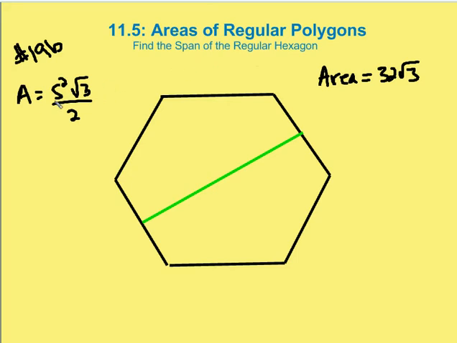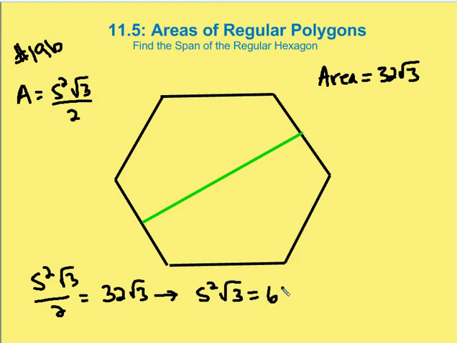And that's what we're asked to do by taking this equation, s squared root 3 over 2, and setting it equal to the area, which is 32 root 3. If we do the math, we multiply both sides by 2, and we end up with s squared root 3 is equal to 64 root 3. Then divide both sides by root 3, and we end up with s squared is equal to 64. s is equal to plus or minus 8. And we know that the span cannot be a negative value. So s, the span, is equal to 8. And that is our answer.